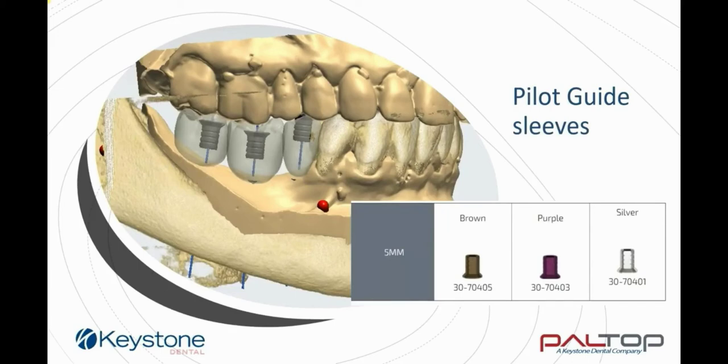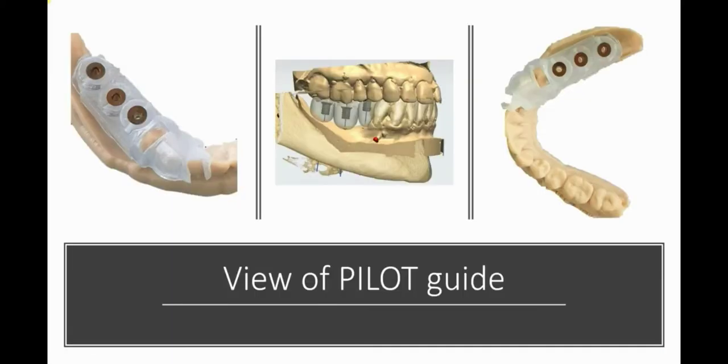The correct pilot guide sleeve is selected following the planning. The sleeves are color-coded, indicating the chosen drill length at the planning stage. Following approval of the implant planning, the 3D printed surgical guide and model is manufactured.